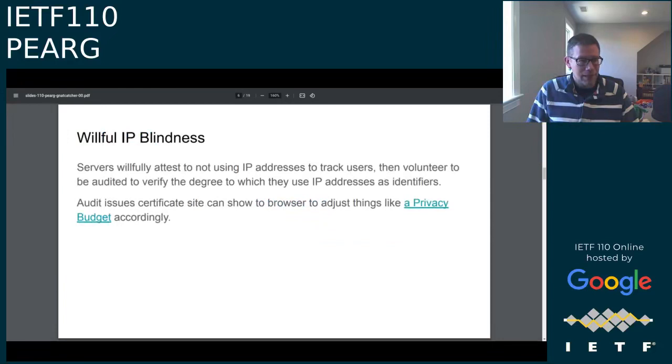With willful IP blindness, the idea is that servers on the internet attest to not using IP addresses to track users. Then they volunteer to be audited to verify that they're telling the truth and to verify the degree to which they use IP addresses as identifiers. Once they complete this audit, they're given a certificate that they can show to a browser. The browser can then use that to adjust things like the privacy budget, to control how much access to other identifying information they have. So the basic idea is the server has already decided not to use IP addresses for tracking, they attest to this, they're audited to verify it, and then they're given the certificate.